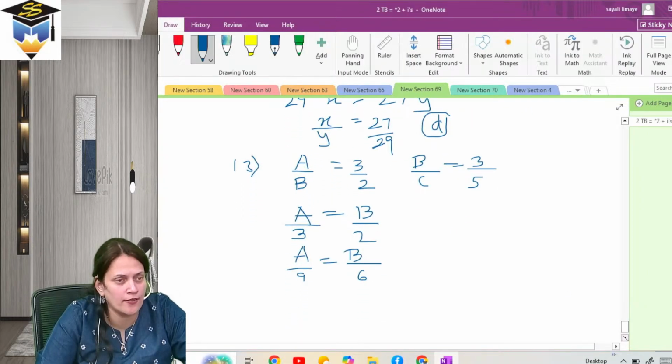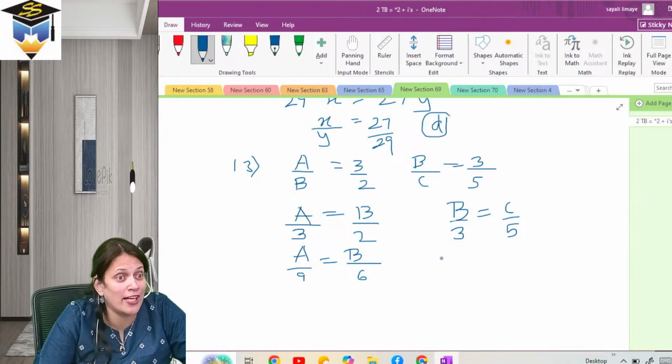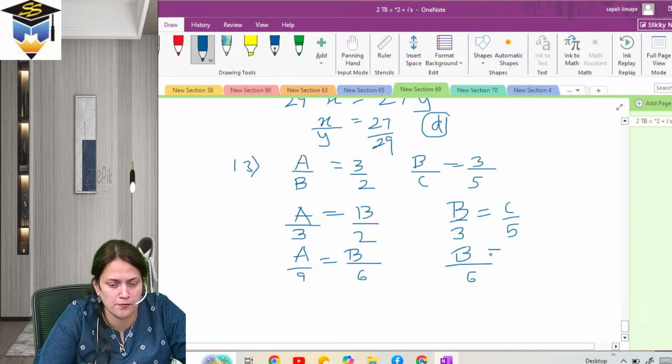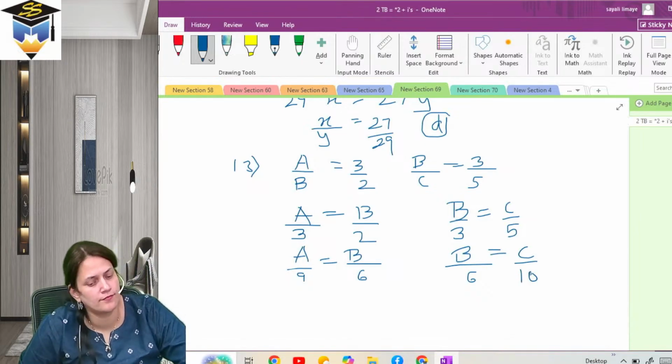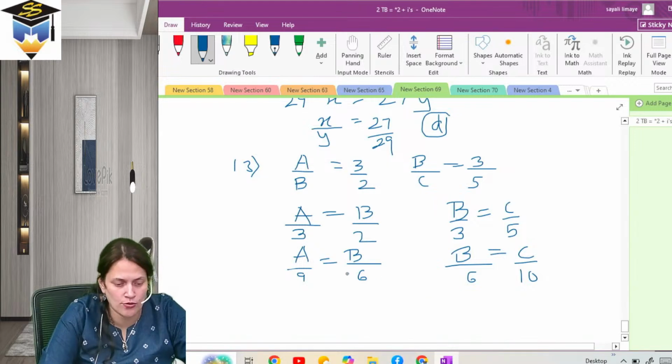Understood up till here? Similarly, B upon 3 is nothing but C upon 5 by alternando. Again, I am going to multiply by 1 by 2 to both sides. So 9 is to 6 is to 10. A is to B is to C.